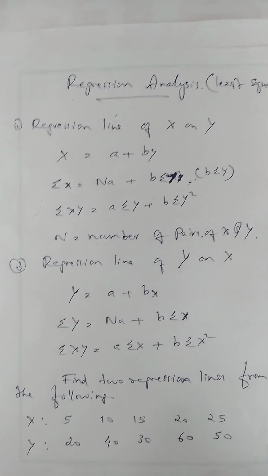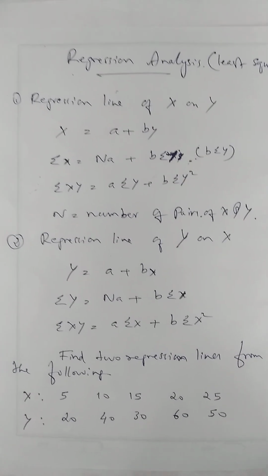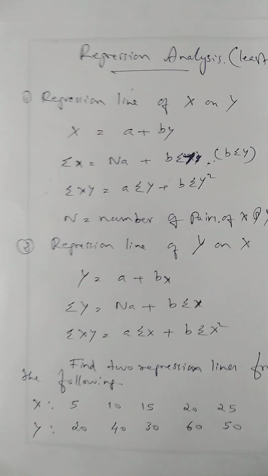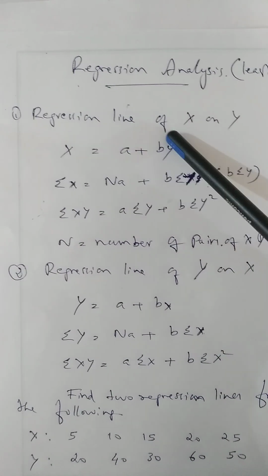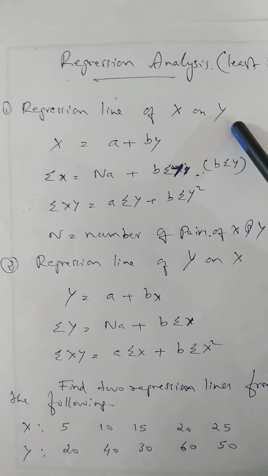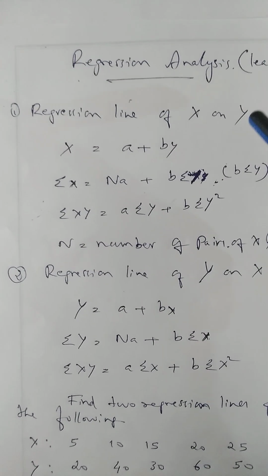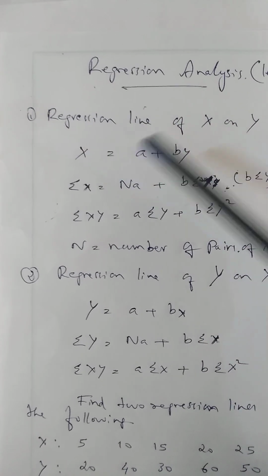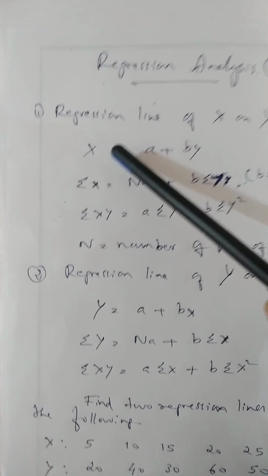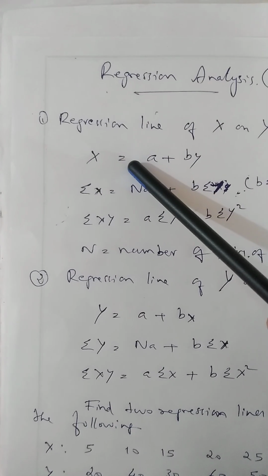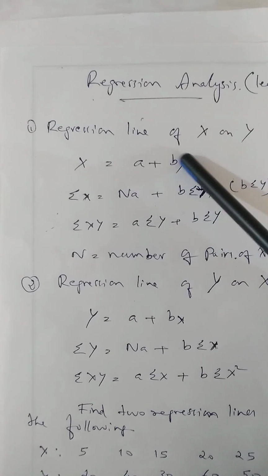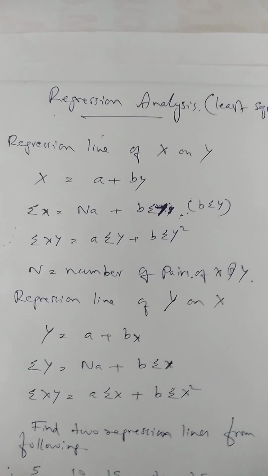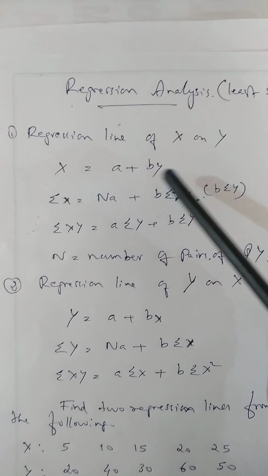by using some formula. There exist two types of regression equations or two types of regression lines. The first one is regression line of x on y. It means if you know the value of y, you can find the value of x by using this formula. So you are finding the value of x, therefore x is equal to a plus b y. You know the value of y, and to find the value of x, you can use this formula. So x is equal to a plus b y.